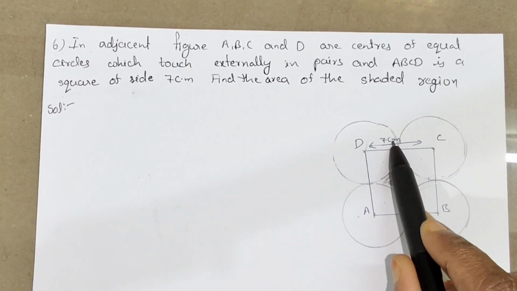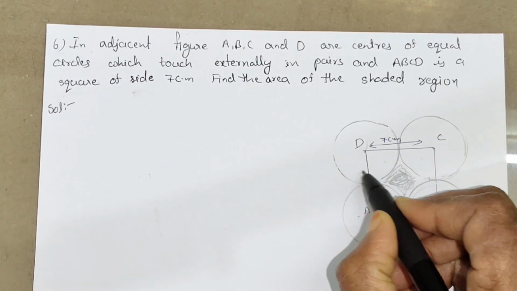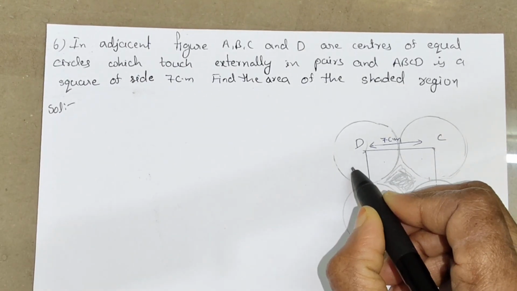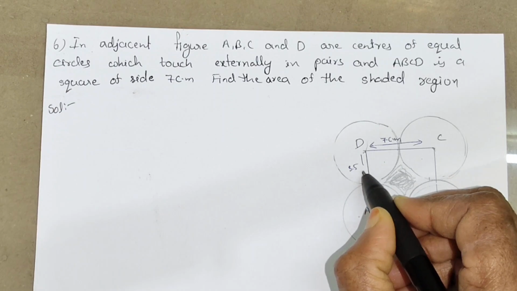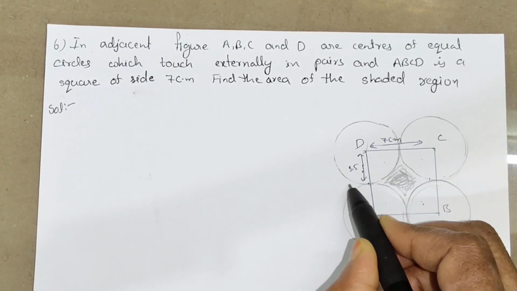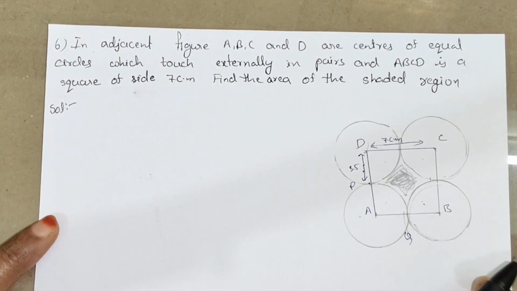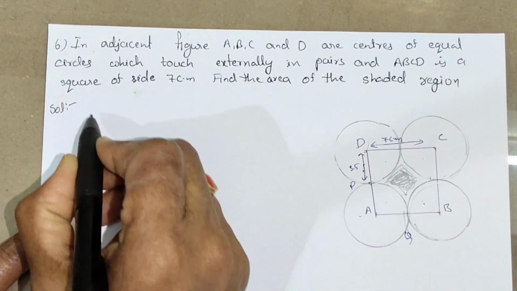Here 7 centimeters means each circle radius is 3.5 centimeters. Here we write the point P, and next the point Q. Now first we write the side of a square.